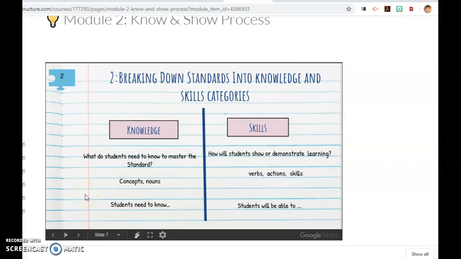Our next step is to begin looking at or thinking about the knowledge and the skills. What is it that students will need to know to master the standard, and what will they have to do or be able to show us? On the knowledge side, we're going to focus on just the conceptual knowledge. And the skills will be the verbs or the actions that they show to demonstrate that mastery.